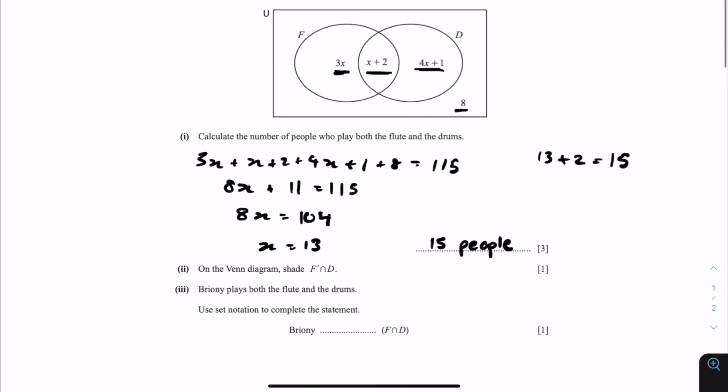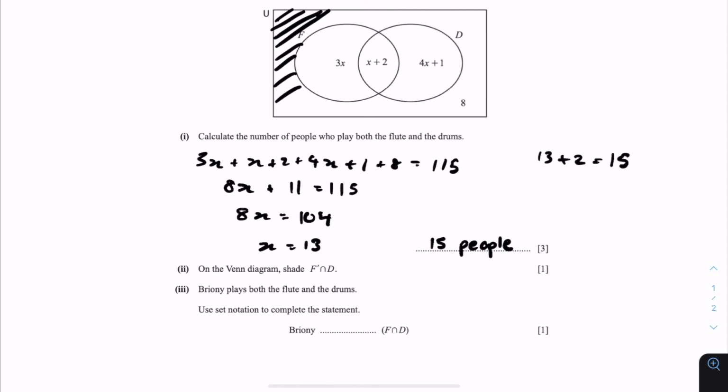Okay, on the Venn diagram now, we're asked to shade F prime intersection D. So as we know, F prime means the region that is not enclosed by F at all. And D is just, well, D. So we have to find the intersection of that. Well, let's just use different shading to denote this. So if we shade F prime one way, so let's say we shade it this way.